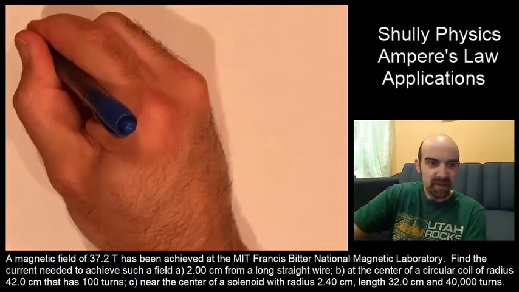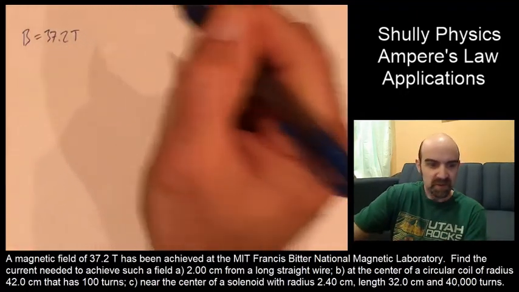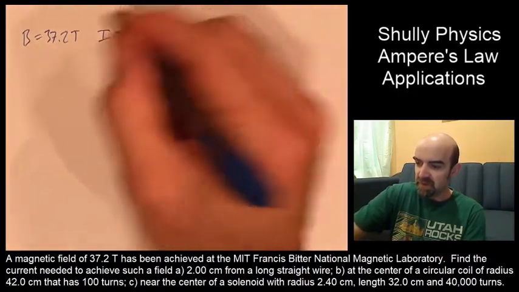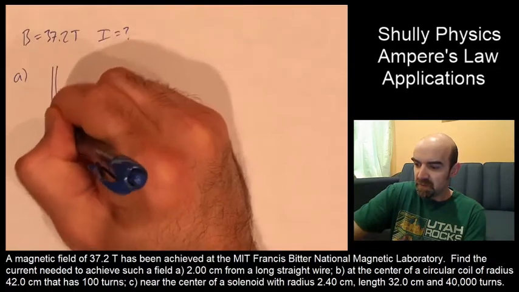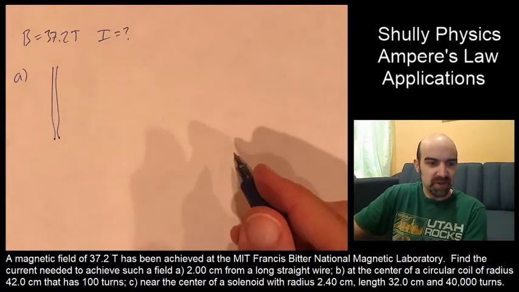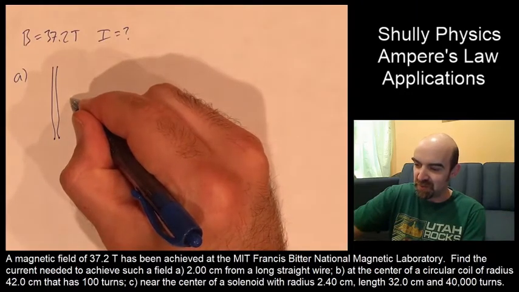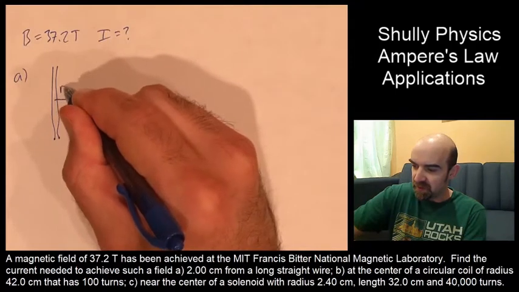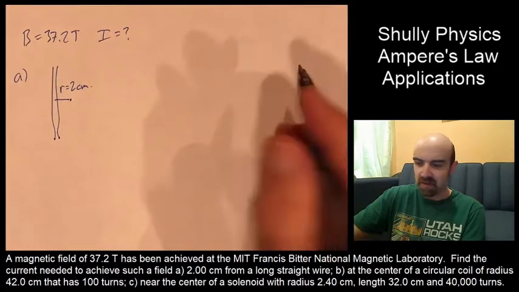So we're given a magnetic field strength of 37.2 Tesla, and we're looking for the current in each case. Okay, A, we've got a straight wire. There's our conductor. Whether it's straight or not, that's up for discussion. We're looking at a position 2 centimeters from it, so it's a long straight wire that the length doesn't matter. We are at a position r of 2 centimeters, and this is where we're going to start.